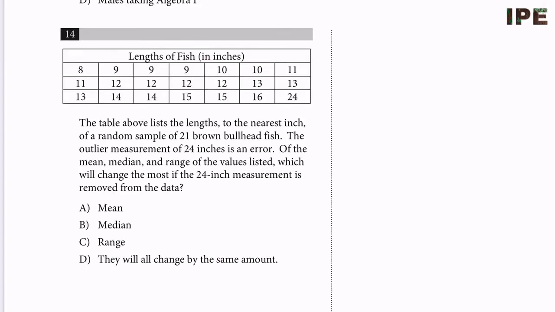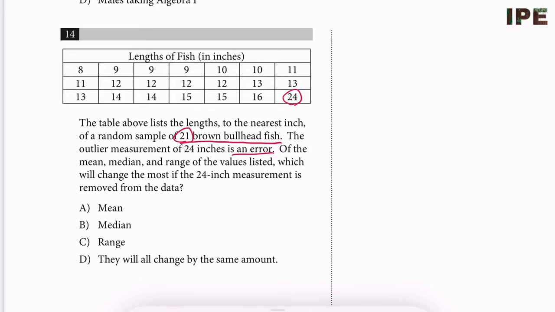Which one is the closest average number? C is the answer. The table above lists the length, to the nearest inch, of a random sample of 21 brown bullhead fish. How many? 21 brown bullhead fish. Outlier, a measurement of 24. That means 24 doesn't count, right? It's kind of an error. Think about 8 inches to 16 inches, but 24 is too long, right? That is an error. That doesn't count, maybe.